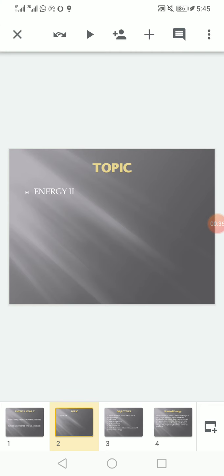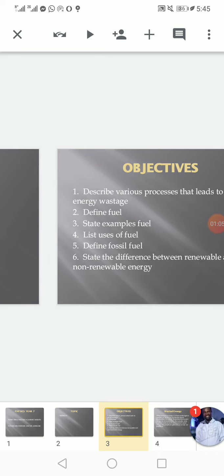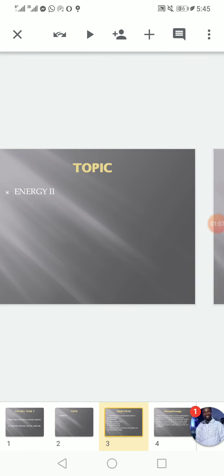We were able to look at the law of conservation of energy, which states that energy can neither be created nor destroyed, but can be transformed from one form to another. We also looked at the various forms of energy transformation, how one form of energy can be transformed to other forms of energy. We also looked at the Sankey diagrams that show us what happens to our energy. So today we'll be looking at another form of energy, which is called Energy 2.